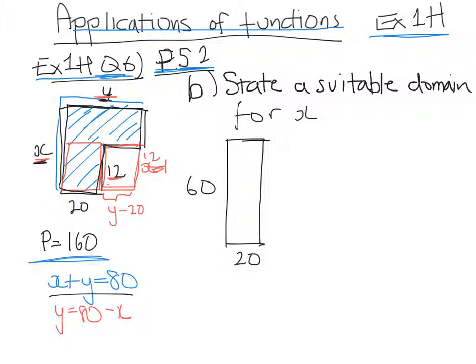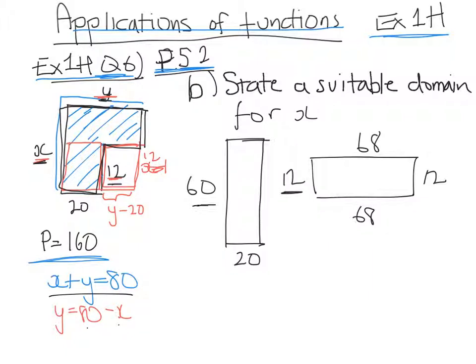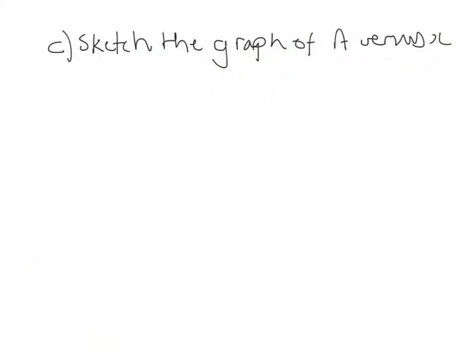Now imagine another alternative. The thinnest it can be is 12. That would mean the longest it could be, 80 minus 12, is 68. That would mean the x values could be between 12 and 60. So a suitable domain for this problem would be from 12 to 60.